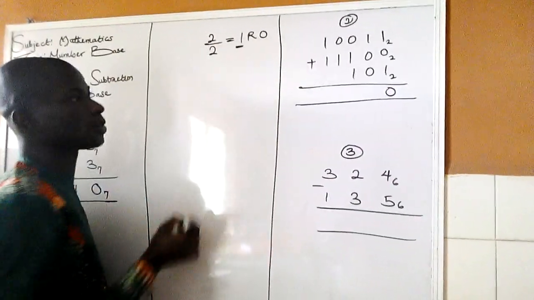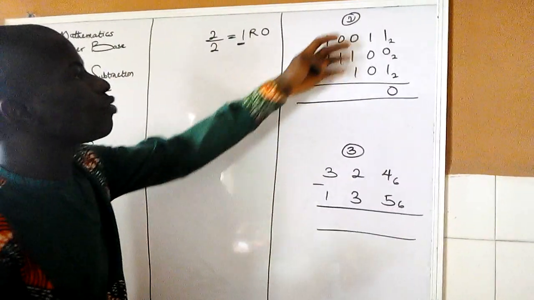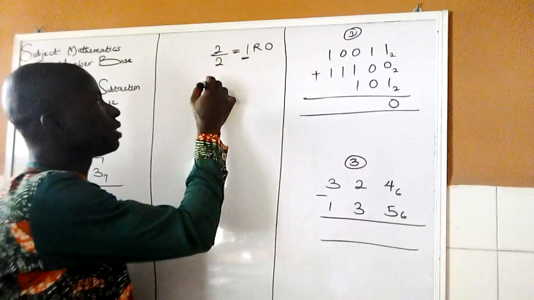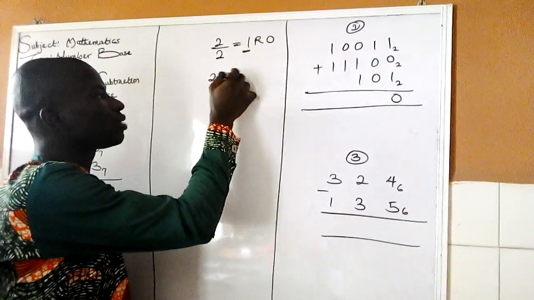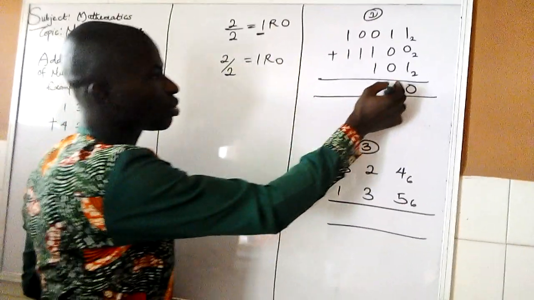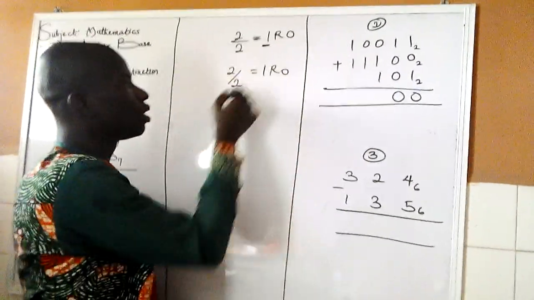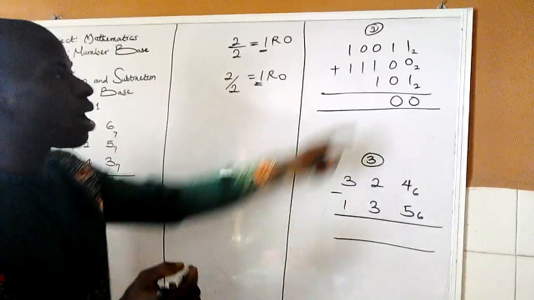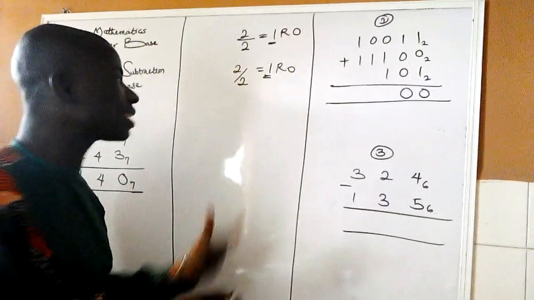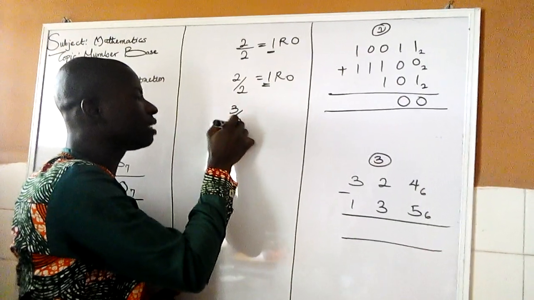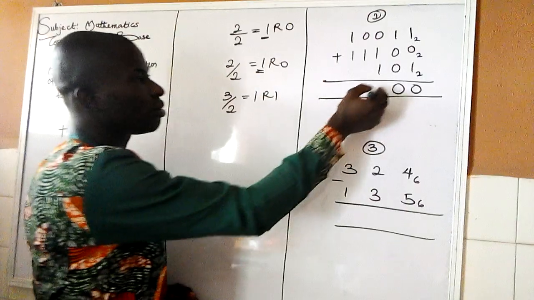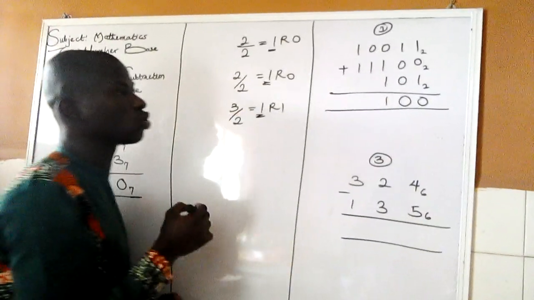So you write your remainder 0. You keep this 1. Then we have 1 plus 0 plus 0, that is 1 plus this 1, 2. So it is equivalent to the base. You divide it by 2 again. You have 1 remainder 0. So you write your remainder, you keep your 1. Then we have 1 plus 1 plus 1, that is 3. So it's greater than the base. 3 divided by 2, we have 1 remainder 1. Write your remainder. Keep this 1.